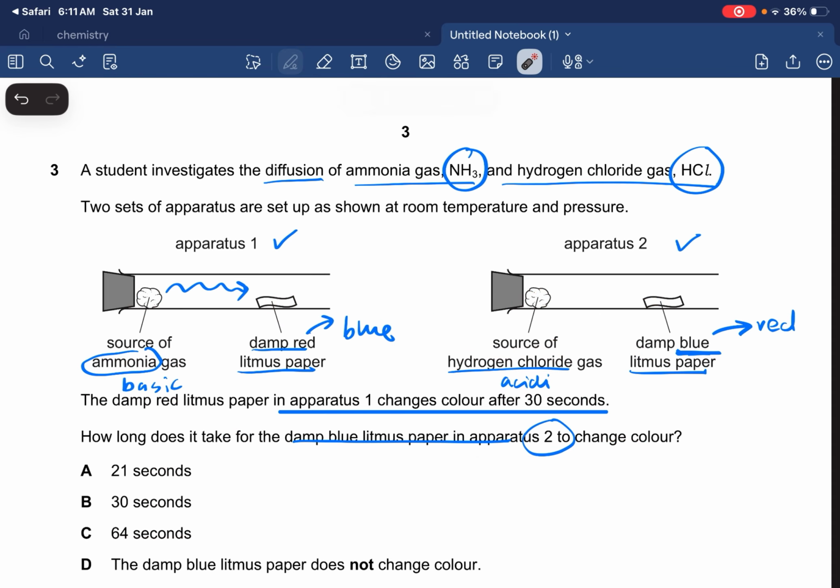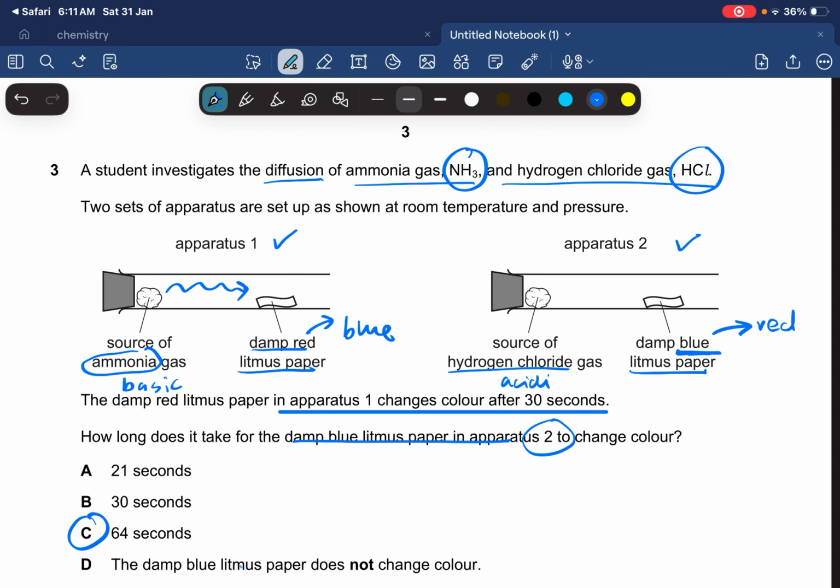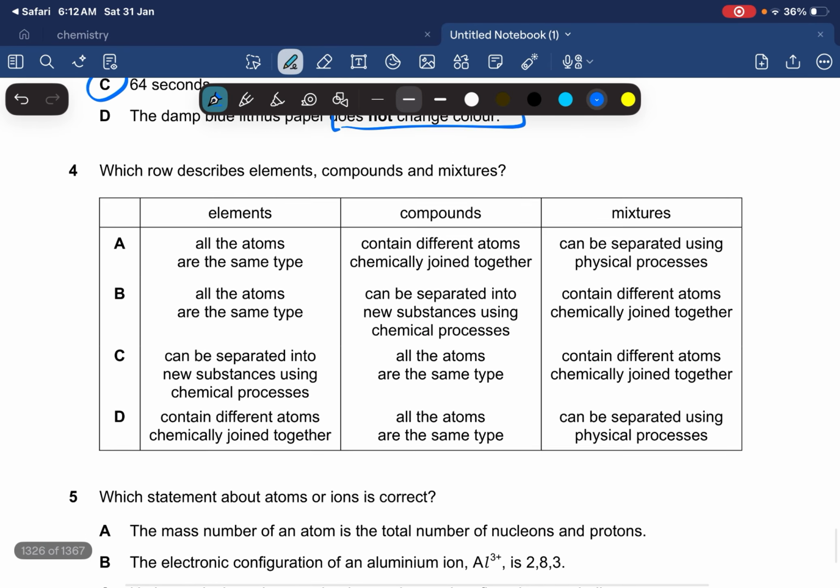Yeah, that's the right answer. The blue litmus paper does not change color. Why wouldn't it change? Hydrogen chloride is an acidic gas. And you know that whenever you have acids reacting with blue litmus paper, they're going to change it to red.